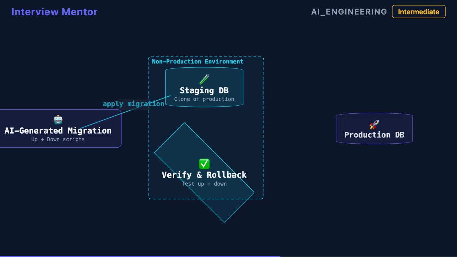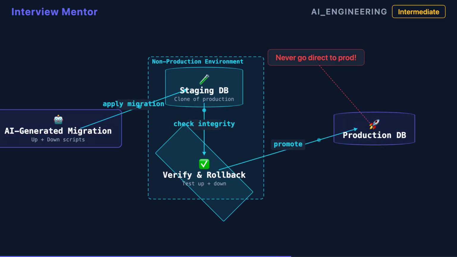Never apply a migration directly to production. Clone your production database into a staging environment first, run the up migration, verify your data, then confirm the down migration rolls back cleanly. Only promote once everything checks out.